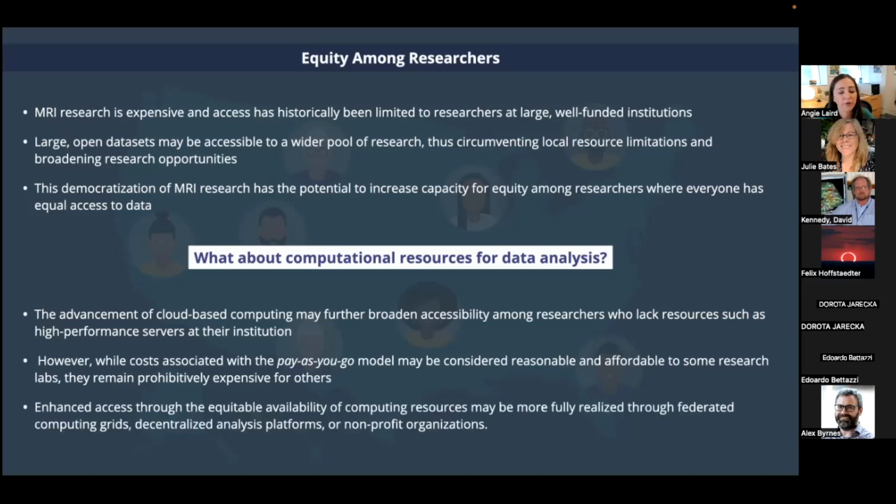So moving forward, enhanced resource access through the equitable availability of computing resources may be more fully realized through federated computing grids. An example of this is Compute Canada, or decentralized analysis platforms such as CoinStac, or nonprofit organizations such as the 2i2c managed JupyterHubs.